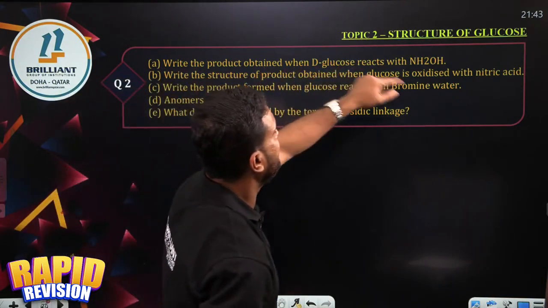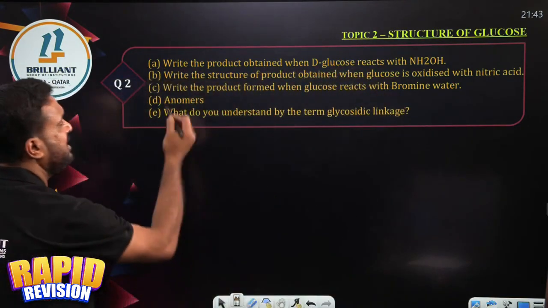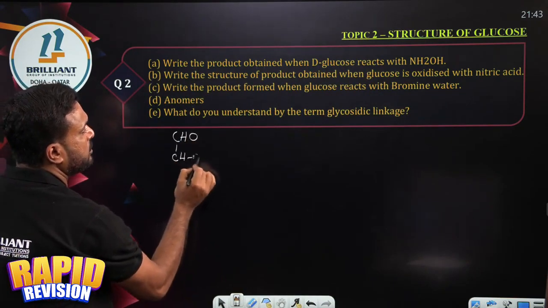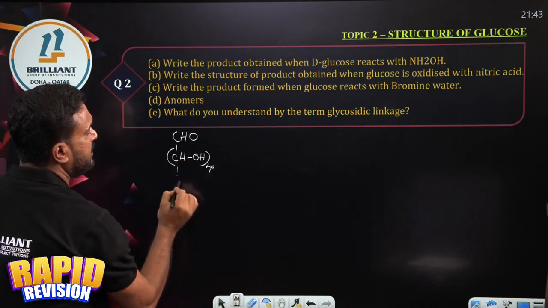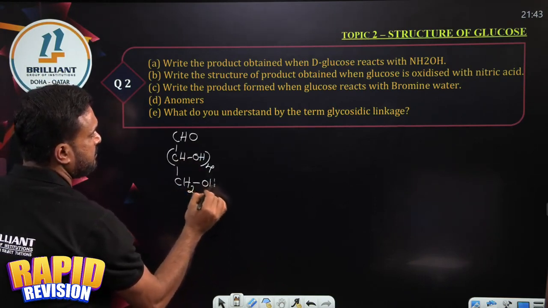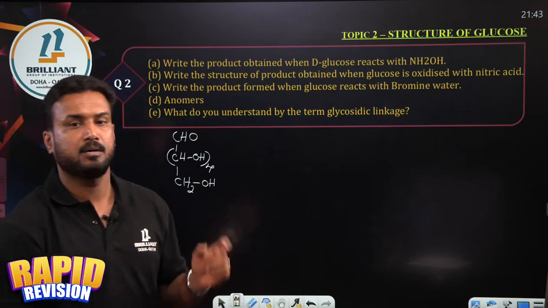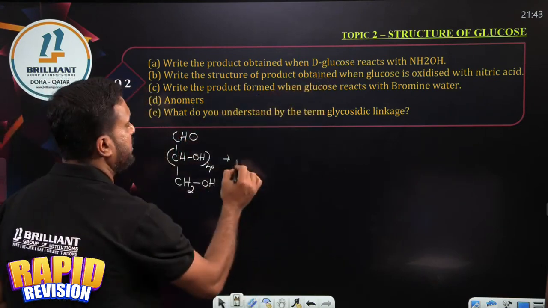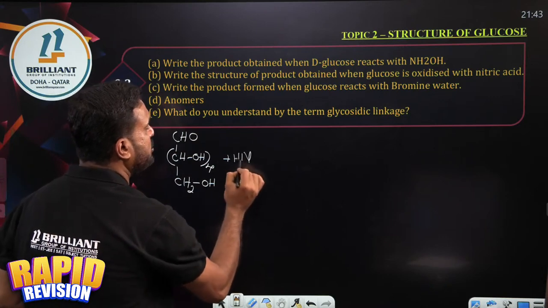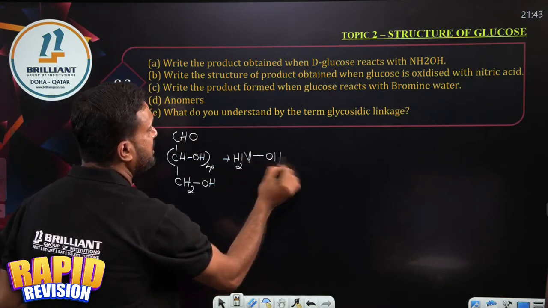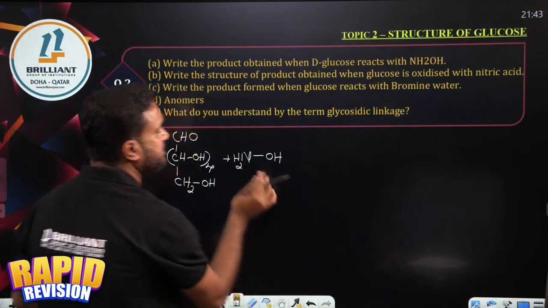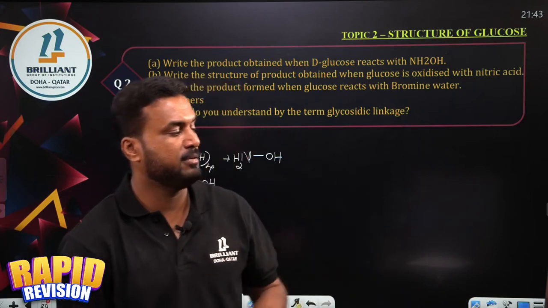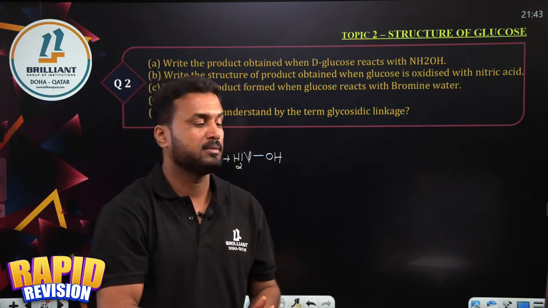Write the product obtained when D-glucose reacts with NH2OH. We can write the open chain formula of D-glucose like this: CHO, CHOH four times, then CH2OH. This is the glucose we write for the reaction. It reacts with NH2OH, hydroxylamine. So I will write the H2 on the left side, NH2OH. Here the reaction takes place. What will be proved? An oxime will be formed by the reaction.